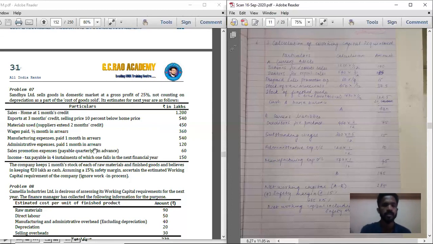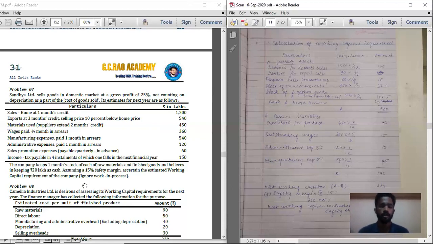Sales promotion expenses payable quarterly in advance. Always, advance means that it is a current asset. You are going to pay it in advance, that is, you are already holding it as an asset. You have already paid for future sales promotion expenses, so it is a part of current assets. Then income tax payable in 4 installments, of which one falls in the next financial year, that is 150 lakhs.